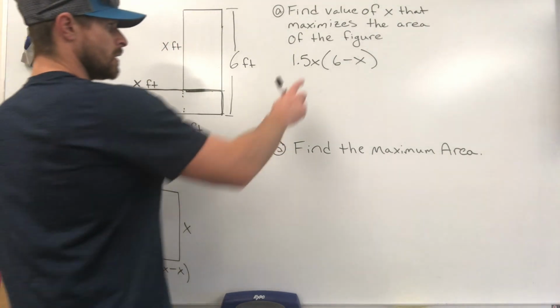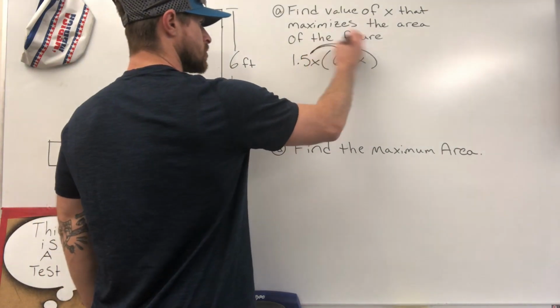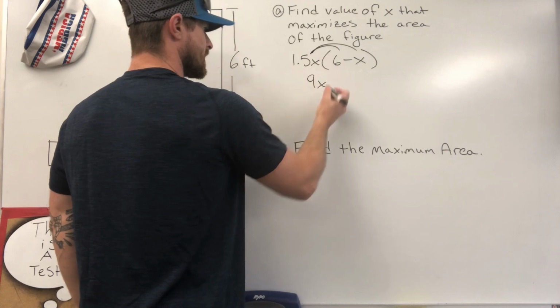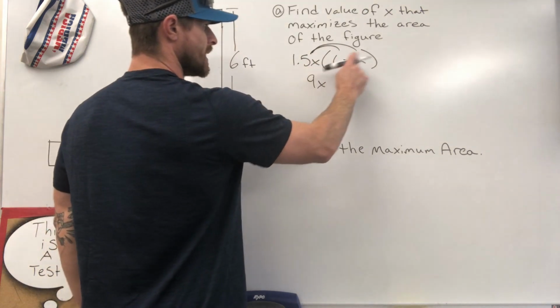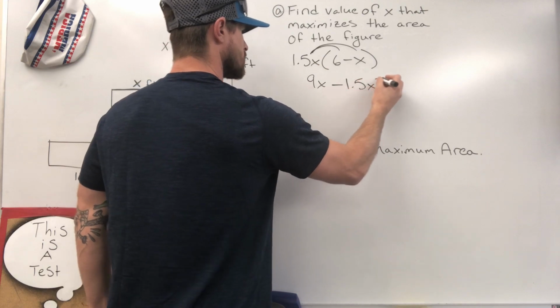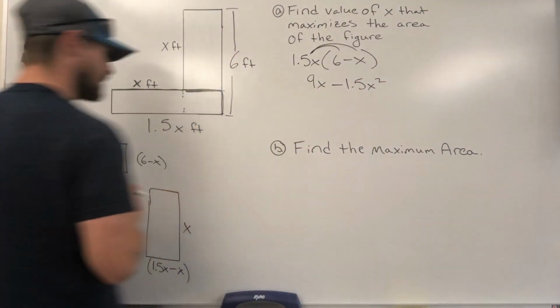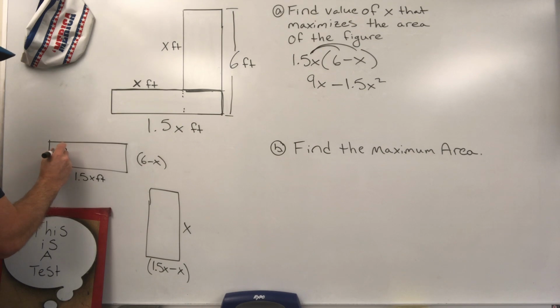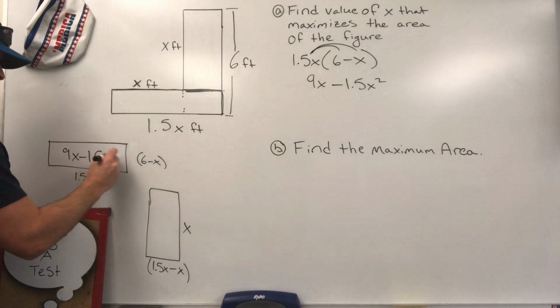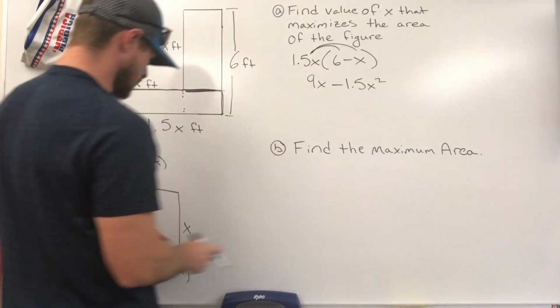So start by multiplying, distribute. 1.5x times 6, that's going to give me 9x. 1.5x times negative x is going to give me negative 1.5x squared. So this is my area of this one, 9x minus 1.5x squared.